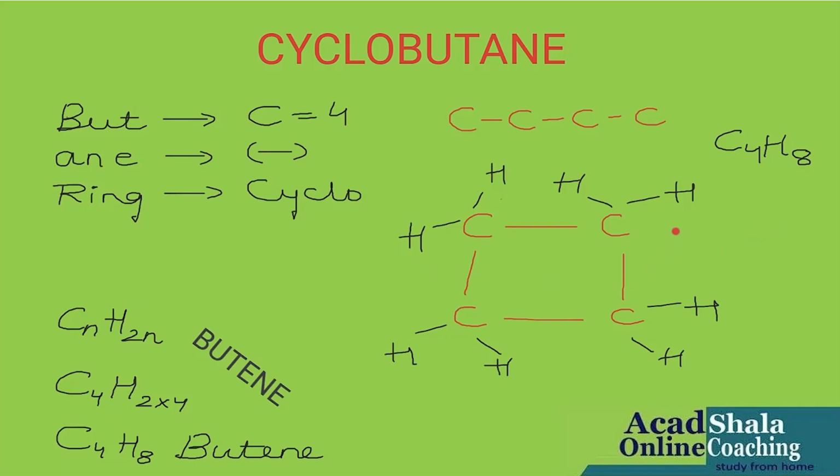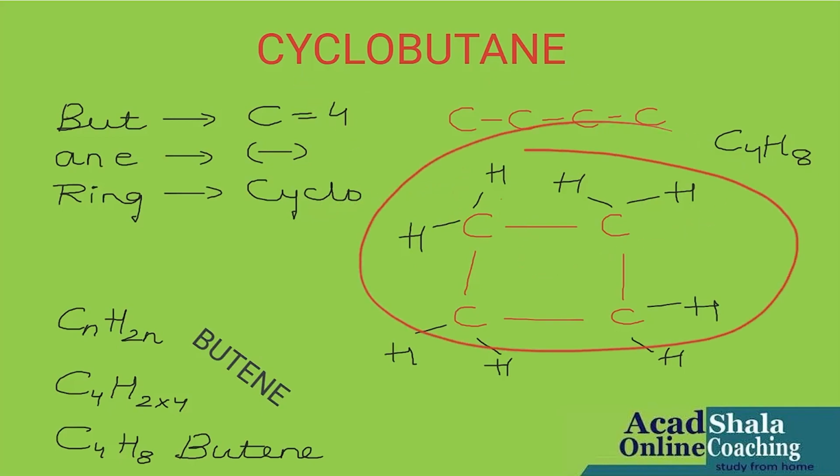Now, if you see this structure, the cyclic structure, which is known as cyclobutane, we see that there are 4 carbon atoms over here, 1, 2, 3, 4. So I have written carbon 4. And for carbon 4, the word root is but. So I have written but. Single bonds means it is ane. So I have written this. And it is in the form of a ring, so that means cyclo. Hence the word cyclobutane is there for this ring structure.